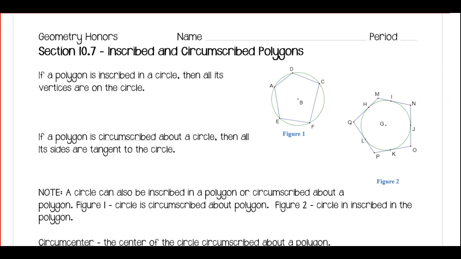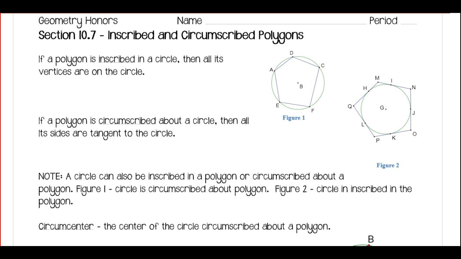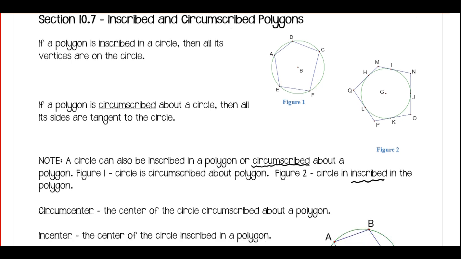If you look at the note here, it says a circle can also be inscribed in a polygon or circumscribed about a polygon. In figure 1, the circle is outside, so it's circumscribed about the polygon. In figure 2, the circle is inside, so it's inscribed in the polygon. Again, it's point of reference. Going back to figure 1, if we're talking about the polygon, it's inscribed. If we're talking about the circle, it's circumscribed. So make sure you're very specific about which figure you're talking about.